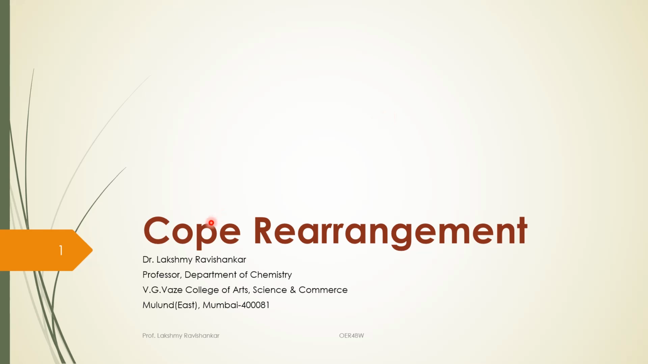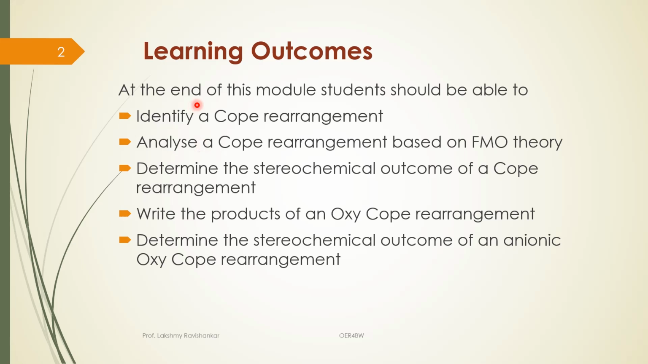I'm Dr. Lakshmi Ravishankar, and in this module we'll be discussing the Cope rearrangement. At the end of this module, the student should be able to identify a Cope rearrangement, analyze a Cope rearrangement based on the frontier molecular orbital theory, determine the stereochemical outcome of a Cope rearrangement, write the products of an Oxy Cope rearrangement, and determine the stereochemical outcome of an Oxy Cope and an anionic Oxy Cope rearrangement.